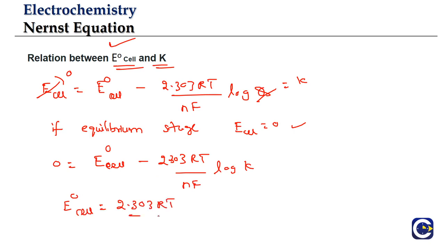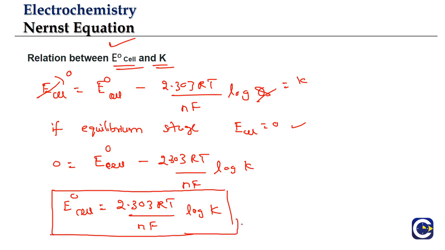2.303 RT by nF log K. So this is the relation between the E naught value for the cell and the equilibrium constant K for the cell reaction. Remember, this is the equilibrium constant for the cell reaction.